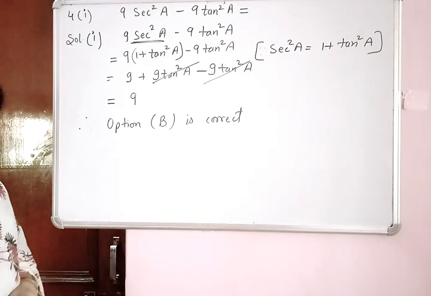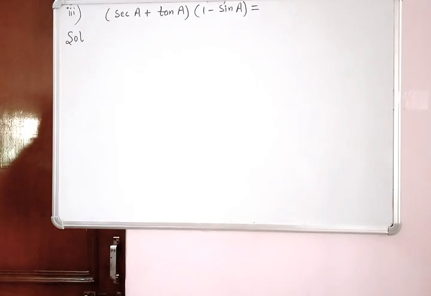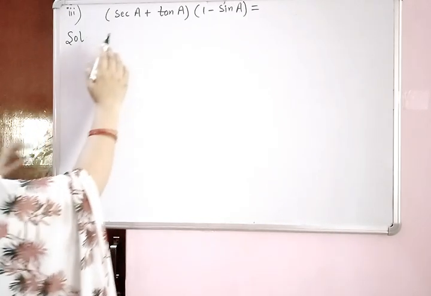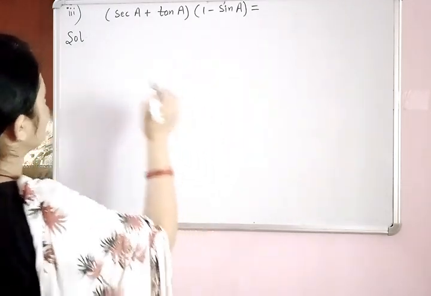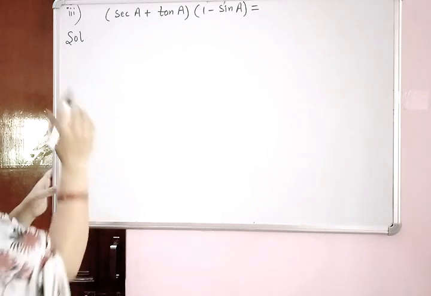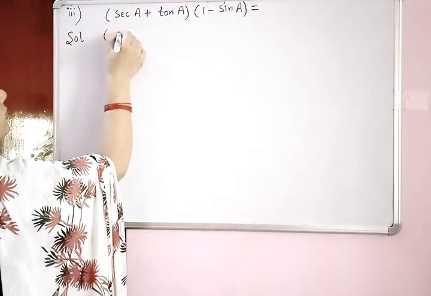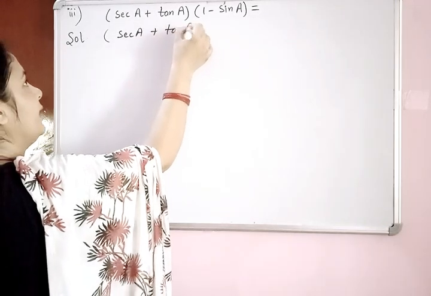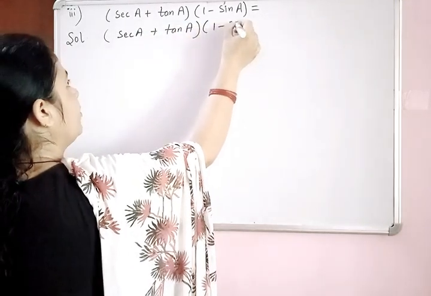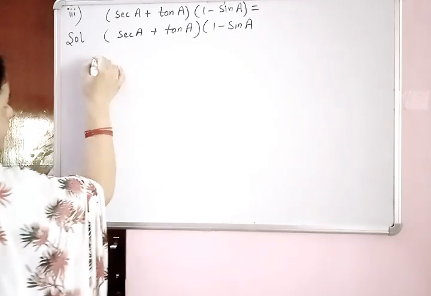So let's start third part. In the third part, sec a plus tan a multiplied by 1 minus sine a. So let's look at the solution. We have sec a plus tan a multiplied by 1 minus sin A.